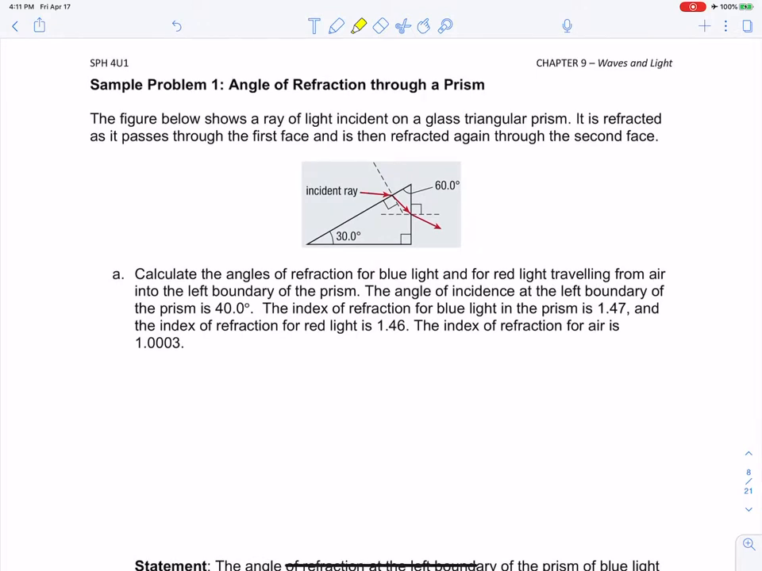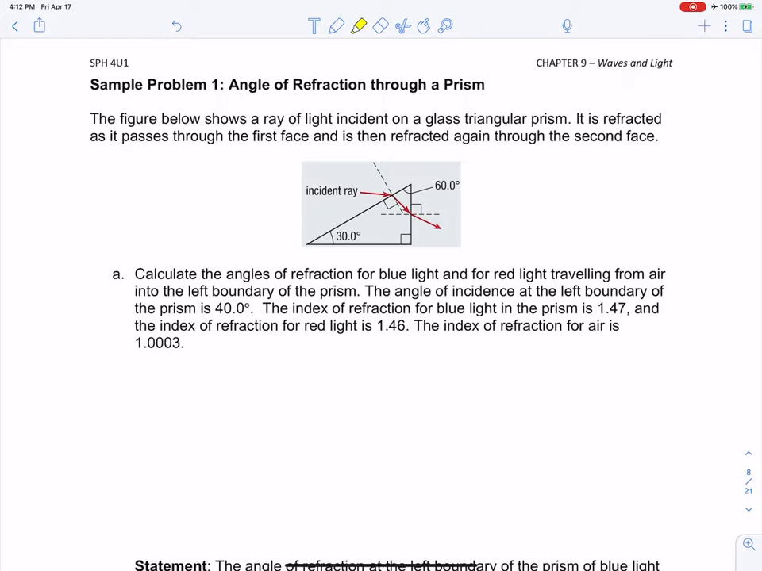In this sample problem, the figure below shows a ray of light incident on a glass triangular prism. It is refracted as it passes through the first face and then is refracted again through the second face. In part A, we want to calculate the angles of refraction for the blue light and for the red light traveling from air into the left boundary of the prism. The angle of incidence at the left boundary is 40 degrees.